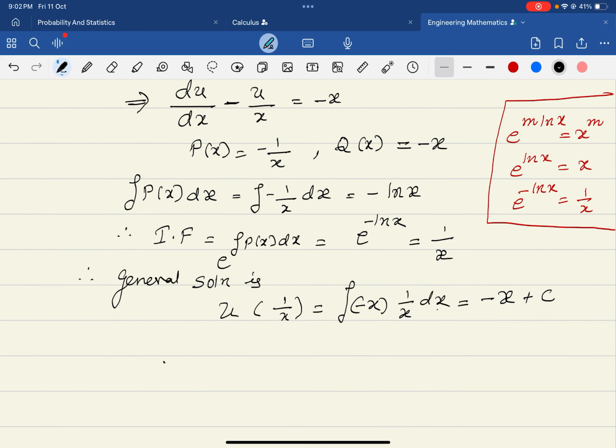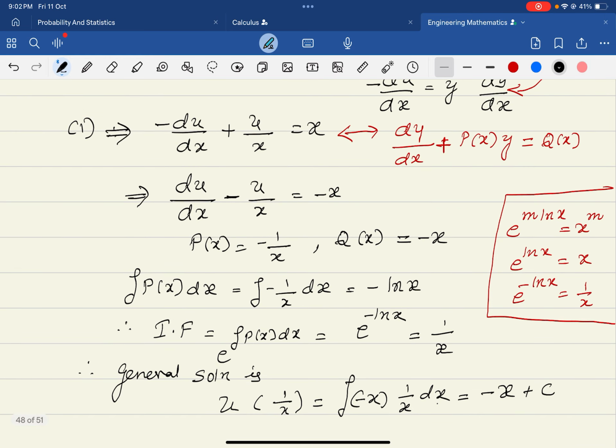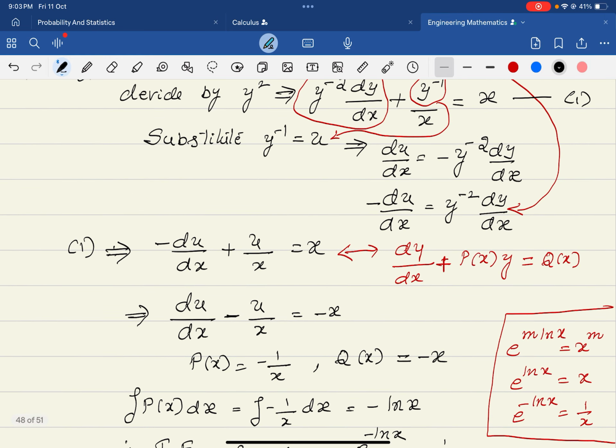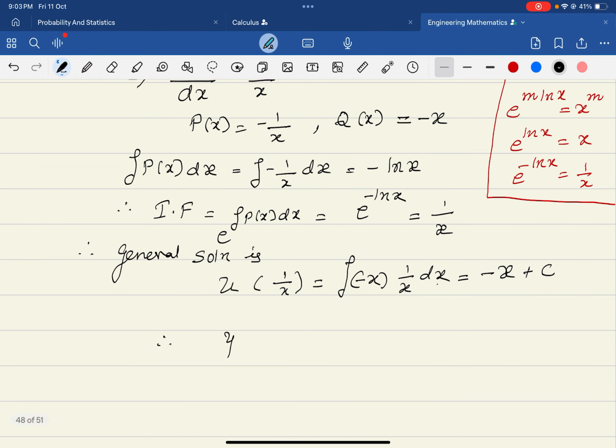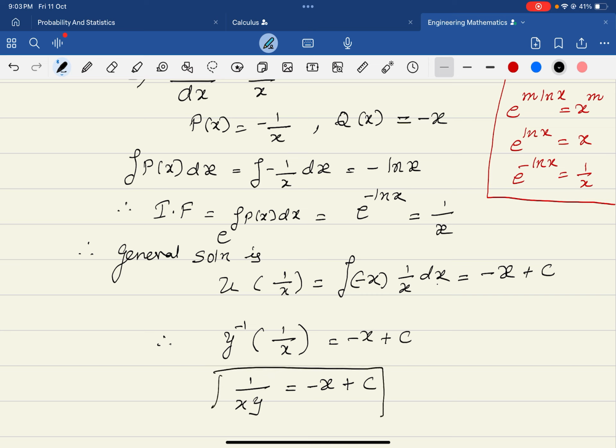Therefore, in place of u, you have to replace our function, where u is equal to y power minus 1 is the substitution. So y power minus 1 times 1 over x is equal to minus x plus the constant. So what is this? 1 over xy is equal to minus x plus the constant. This is the general solution.